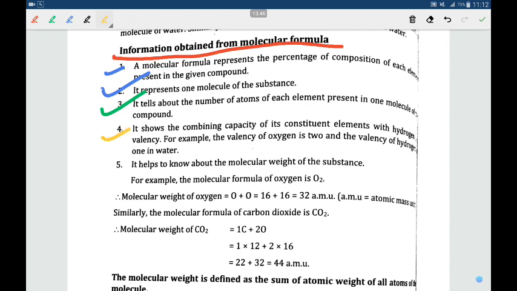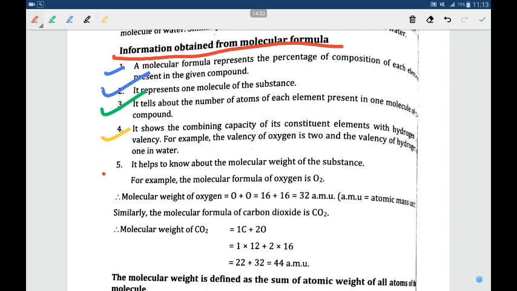Number 4, it shows the combining capacity of its constituent elements with valency 1. Chlorine is 1, oxygen is 2, isn't it? So it shows the combining capacity of those elements. In CO2, we know the valency of oxygen is 2 and of carbon is 4.